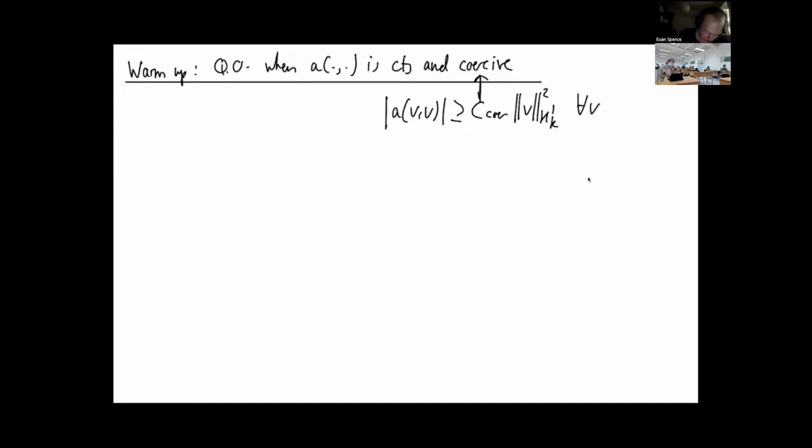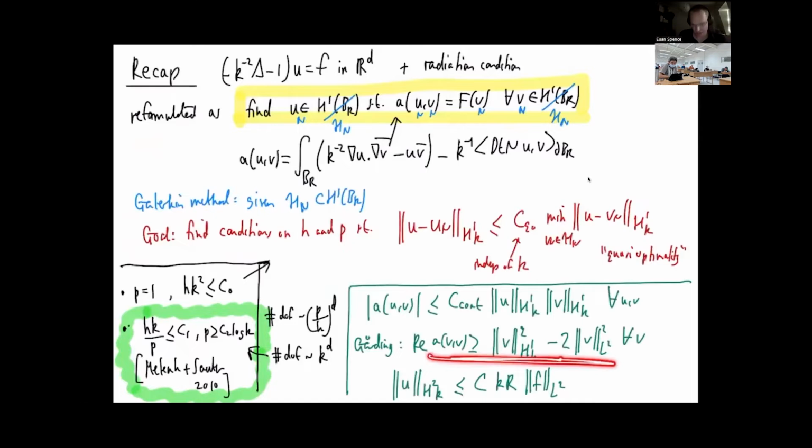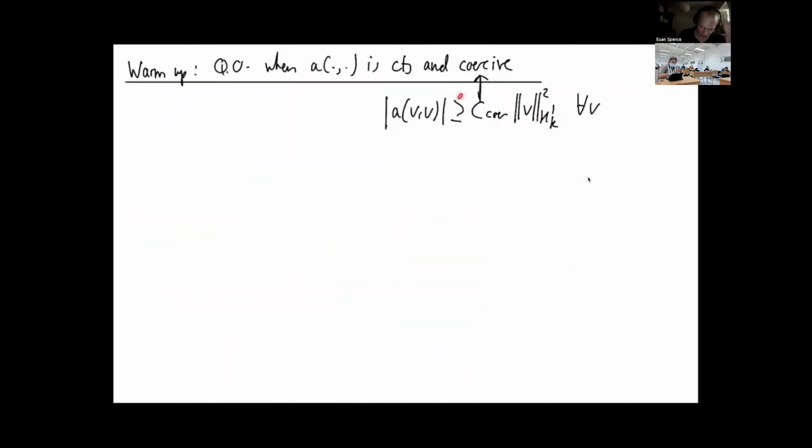Right. So the Helmholtz problem. One reason, or perhaps the reason on a PDE level, why the Helmholtz equation is more difficult than Laplace's equation, Poisson's equation, is because I don't have this coercivity, right? I have this Gårding inequality instead. But let's assume we have coercivity and see how to get now this quasi-optimality.